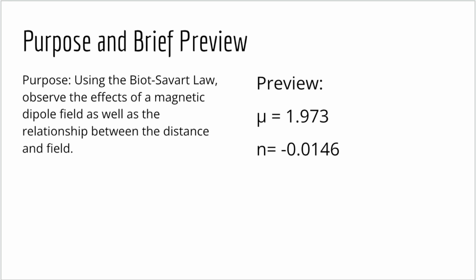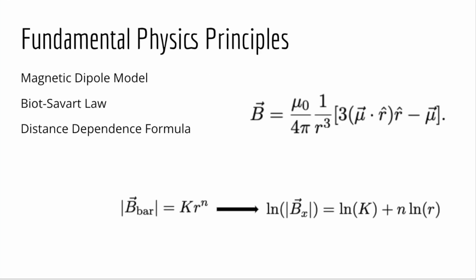Now, brief peer review, we're going to find that our mu to be 0.1973 and our n is negative 0.0146. Okay, so some other fundamental principles we're working with today are the magnetic dipole model, the Biot-Savart law, as I mentioned before, and the distance dependence formula.